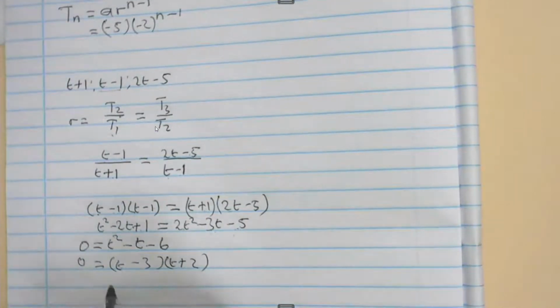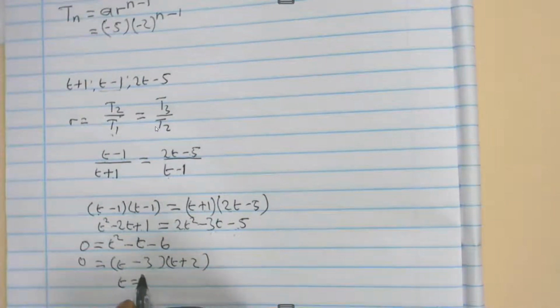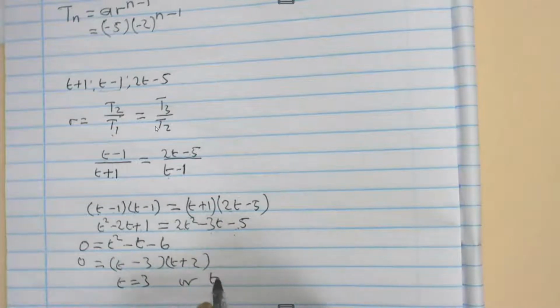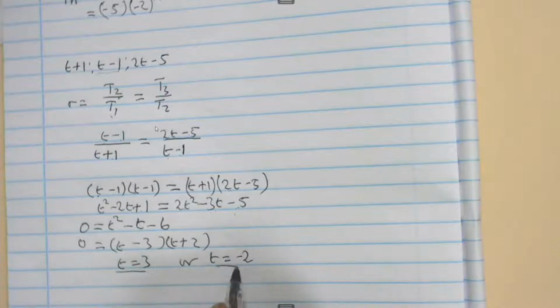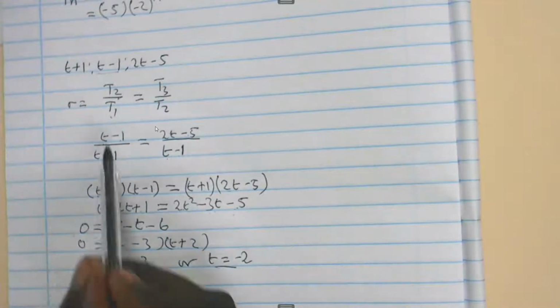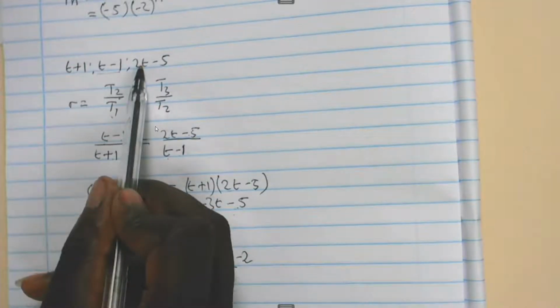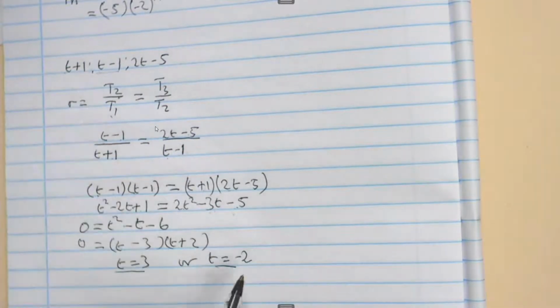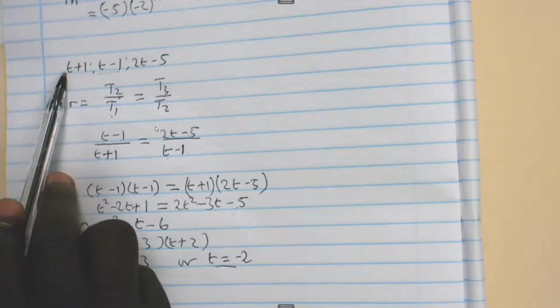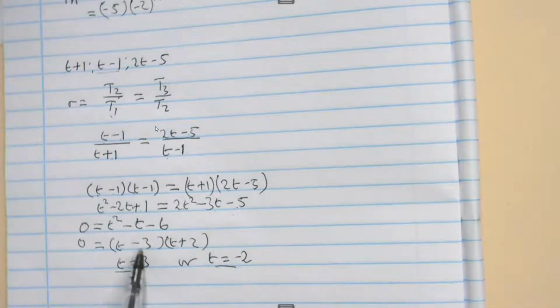And then in this instance we are going to have t equals 3, or t equals negative 2. There are my 2 values of t. We have solved for t here. We know the value of t, it's either positive 3 or negative 2. Now let's substitute t here and then check whether it's t positive 3 or t negative 2.